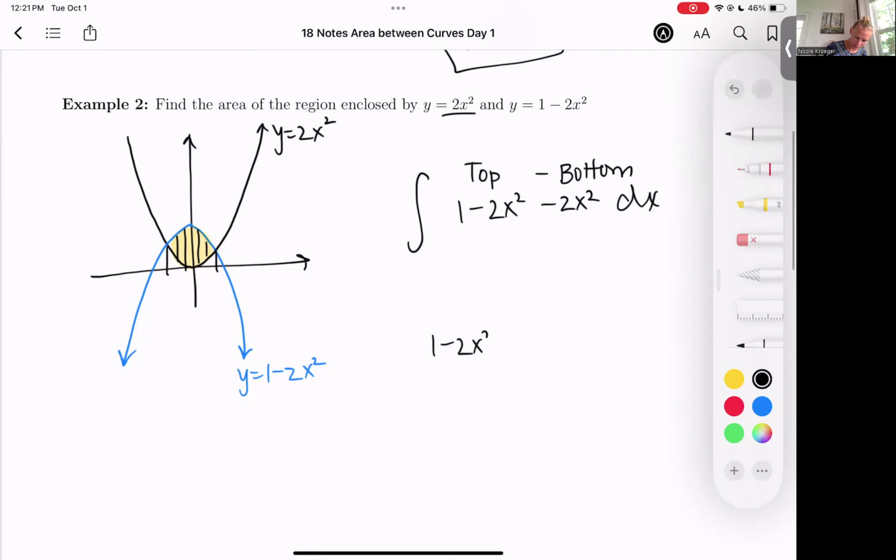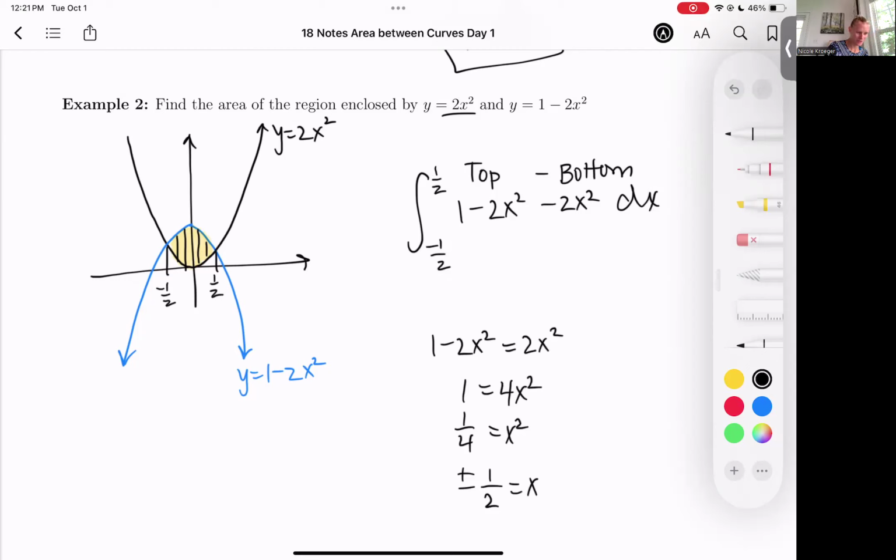So we'll set those equal to each other. Add 2x squared to both sides. Divide by 4. Take a square root, so we get plus or minus the square root of 1/4, which is 1/2. So this will be negative 1/2. This is positive 1/2. So my integral goes from negative 1/2 to positive 1/2.